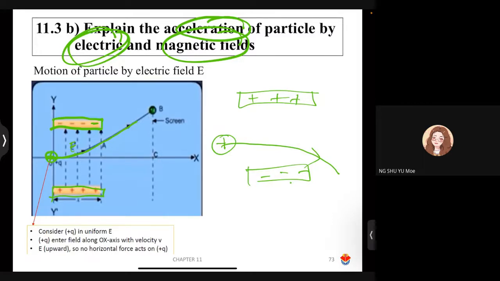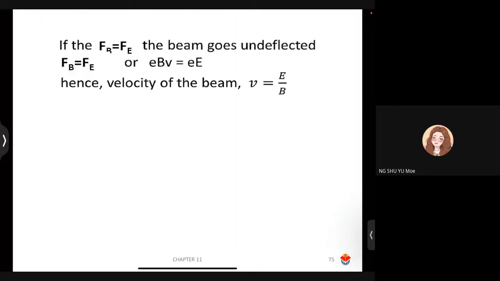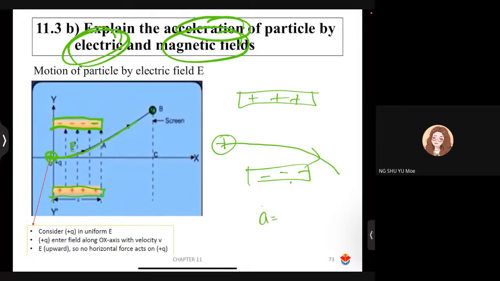Due to the force, cerita pasal acceleration tu lah apa. Formula tak ada, dia explain je. Formula ni lah E equals to F over Q0. So F sama dengan EQ0.